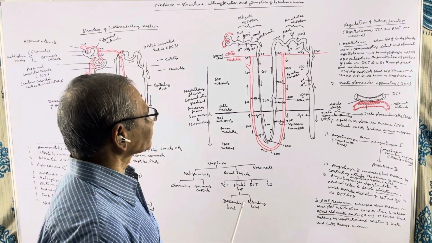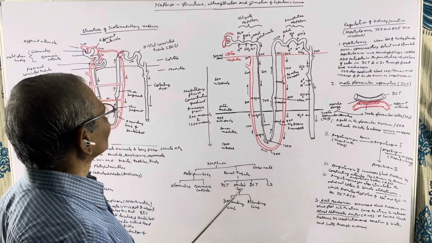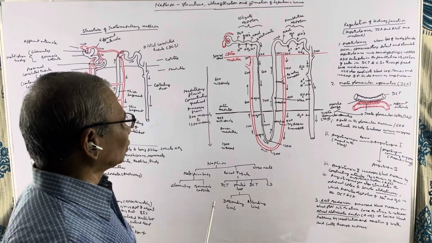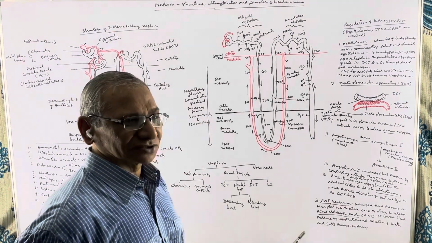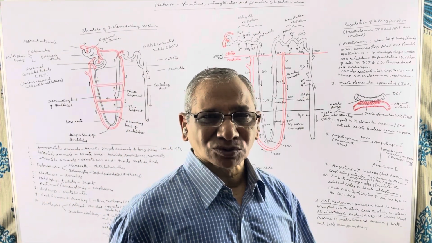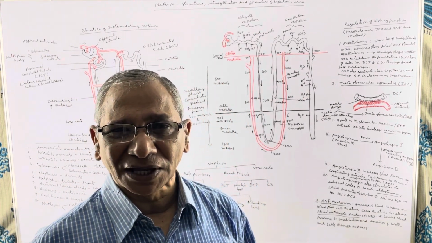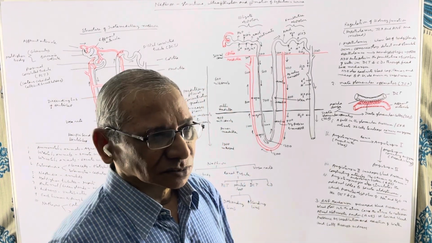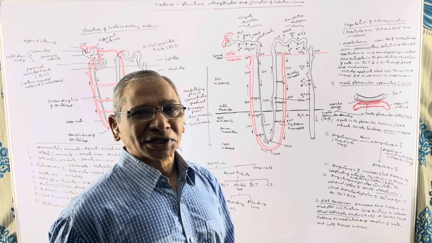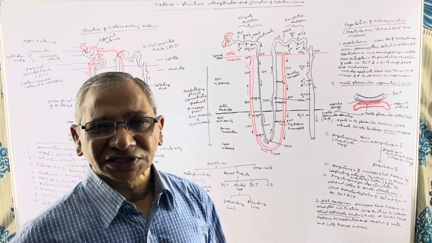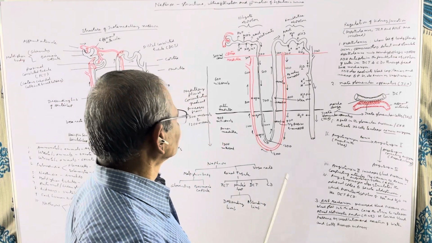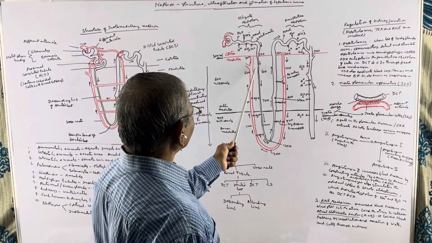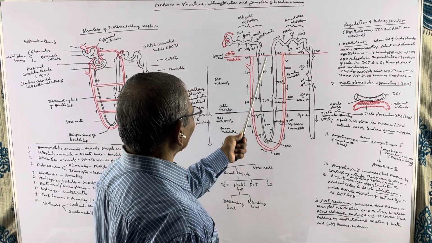Now let us study counter current multiplier mechanism. There is a mechanism known as counter current multiplier mechanism in the kidney. It is very important. That means movement of fluids is in opposite direction. You take the Henle's loop. This is the Henle's loop. This is the descending limb. This is the ascending limb.